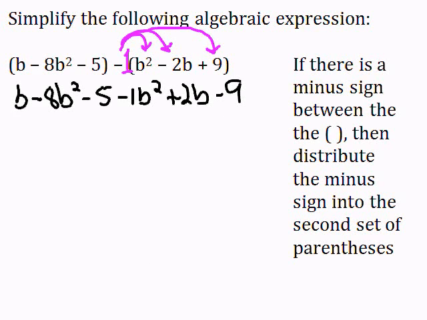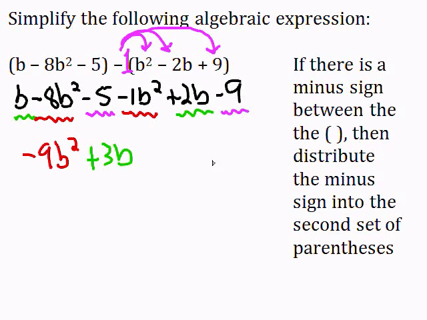Now we can combine our like terms. I'm going to take a shortcut by starting with the largest exponent. So I'm going to start with the negative 8b squared, because b squared, or rather the exponent of 2, is the largest exponent. I look for like terms and I notice there's a negative 1b squared, giving us a total of negative 9b squared. I then take a look and notice I've got a b here and 2b here, which combine to give me a positive 3b. Looking further, I notice I've got a negative 5 as a constant and a negative 9 as a constant. Combining those gives me negative 14.